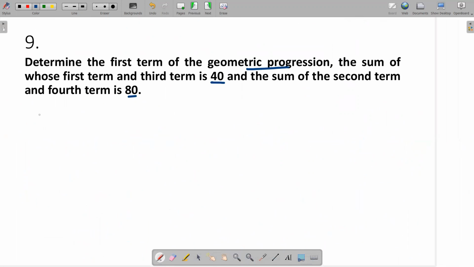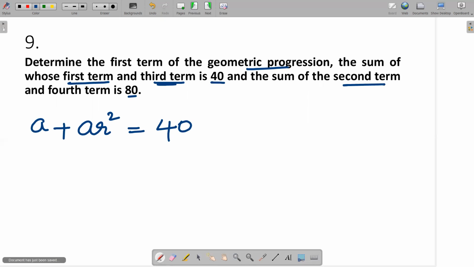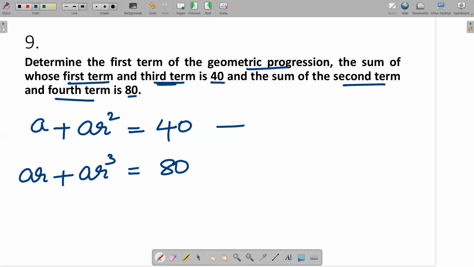So the first term, if I consider it to be A, with R being the common ratio, the third term is nothing but AR square. So A plus AR square is given to be 40, the sum of the first term and the third term. The sum of the second term and the fourth term: the second term is AR and the fourth term is AR cube, and that is equal to 80. This is what is given in the question. Let me call this equation 1 and this equation 2.